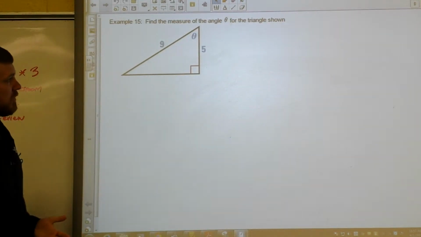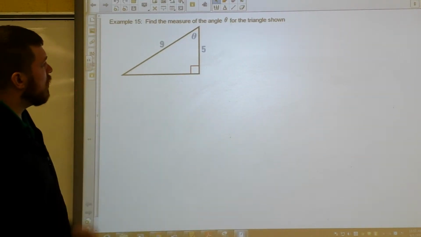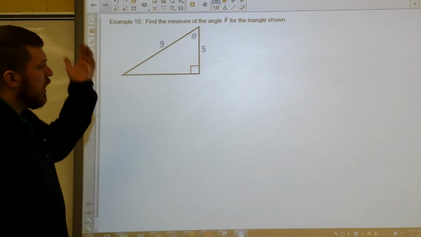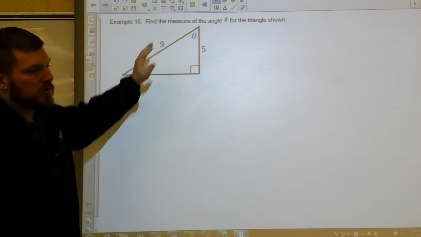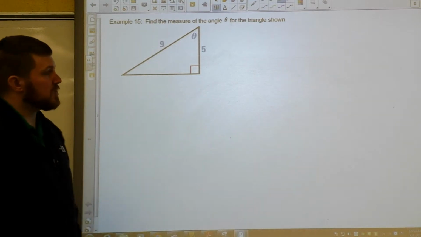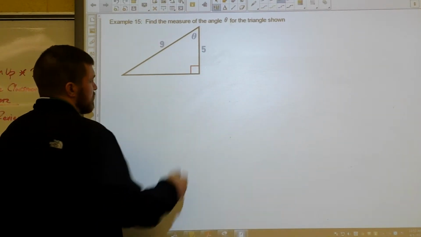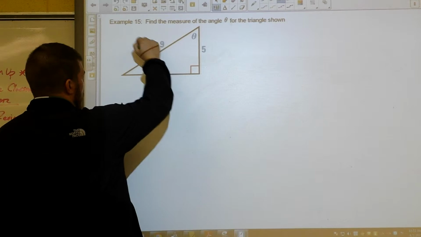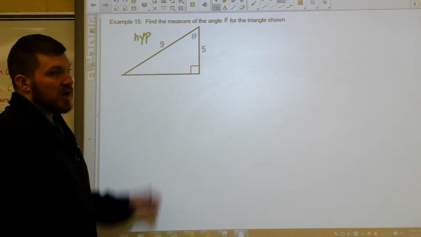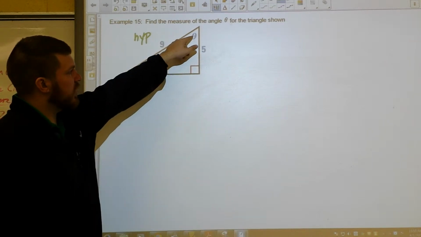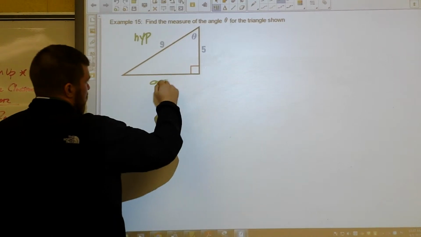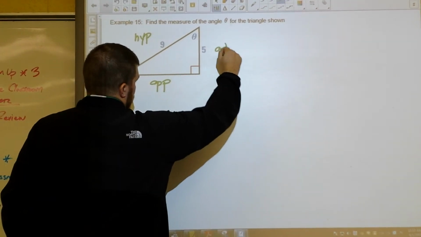Let's do another example. So in this example, I have a triangle. I want to find the measure of the angle theta for the triangle that's shown. I have a right triangle, that's good. So what I'm going to do first, before I do anything else, is label my triangle hypotenuse, opposite, adjacent, just like we did in the earlier videos. The hypotenuse is always across from my 90-degree marker every time. And opposite and adjacent are based on where the angle theta lives. So here's theta, so that means the opposite is always across from it. And that means the third side must be the adjacent.